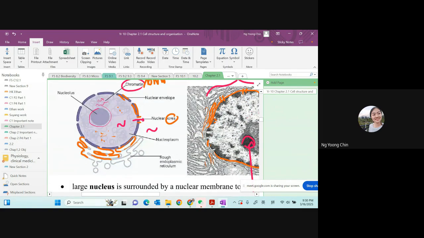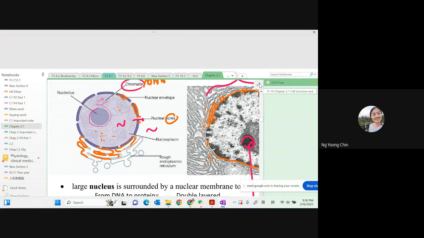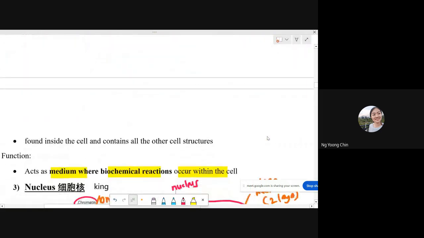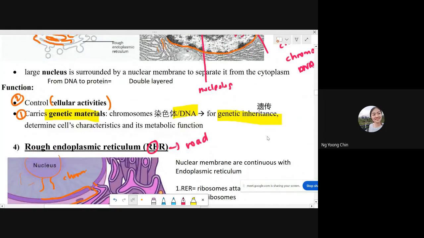Okay, do we have any question? Today we already learned about the organelles. We learned about the nucleus. We learned about the cytoplasm, cell membrane, and also the rough endoplasmic reticulum.